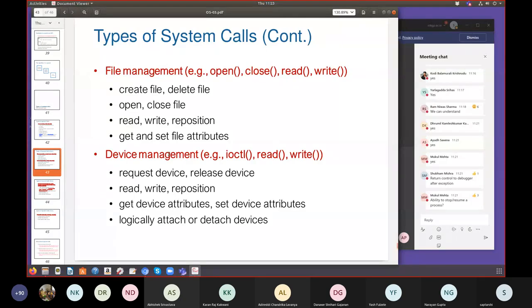Then just like file management, there are system calls for device management, like requesting a device, releasing a device, reading or writing from a device, etc. I'm just telling you the names of some system calls, and in the last slide of this deck, there are several resources which you can check to get the details. Also, the next lab assignment will require you to familiarize yourself with a lot of these system calls.